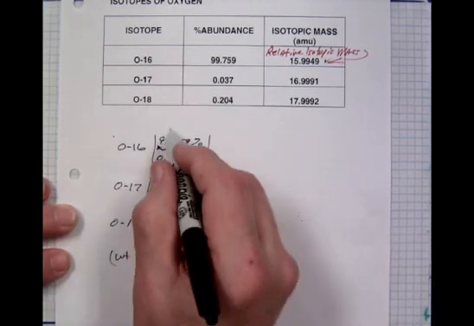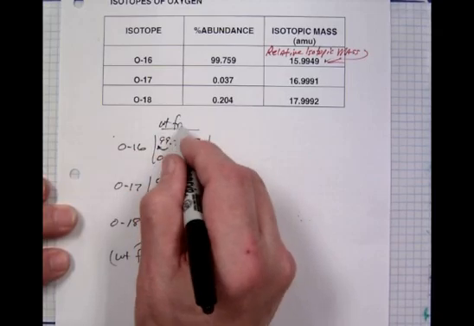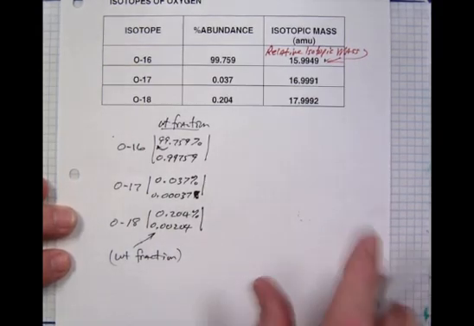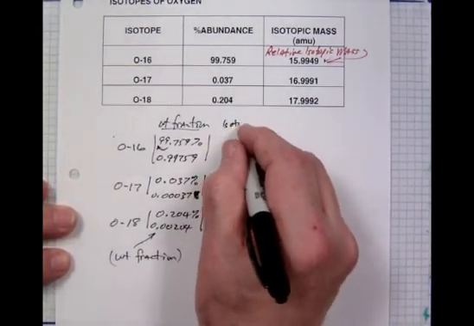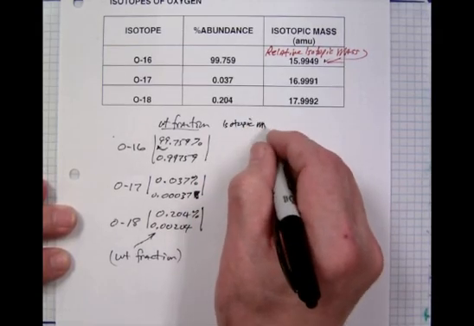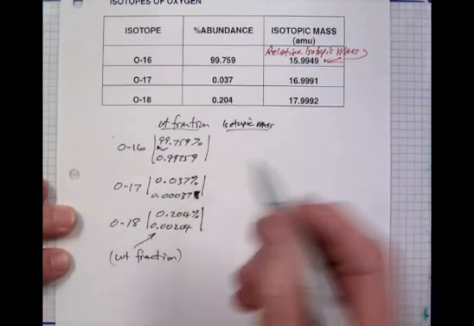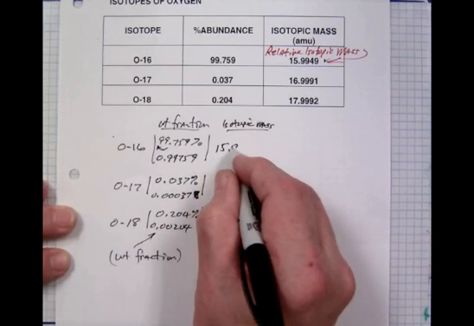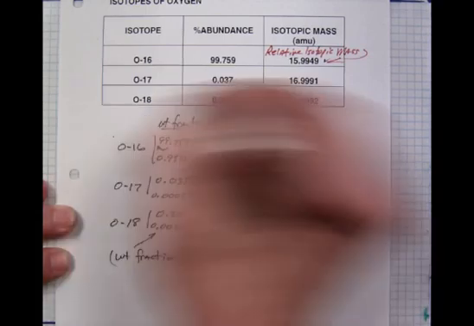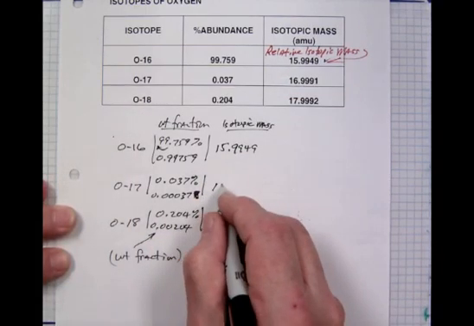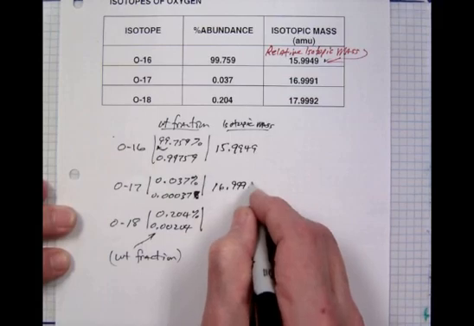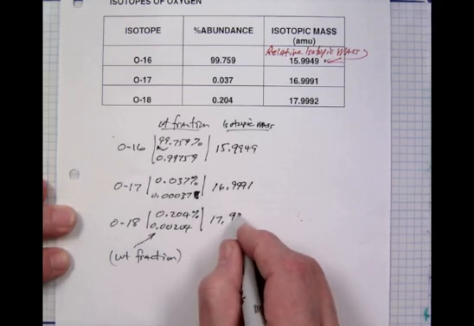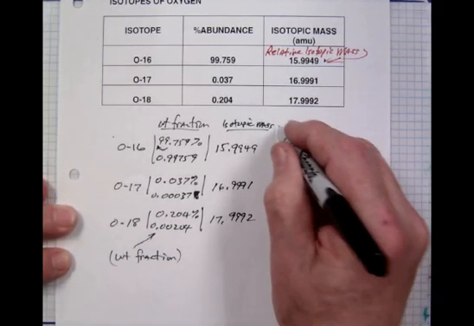Okay. Now, we need the isotopic mass. Oxygen 16 has an isotopic mass of 15.9949. Isotopic mass for oxygen 17 is 16.9991, and the isotopic mass for oxygen 18 is 17.9992.